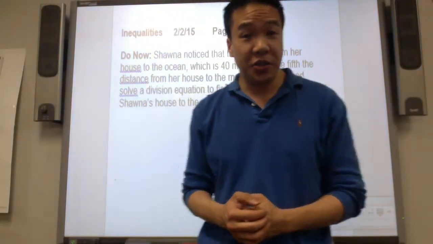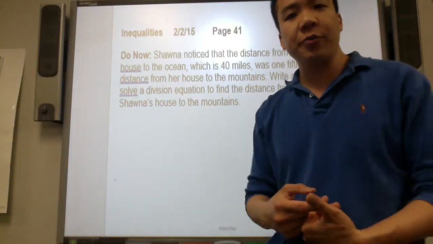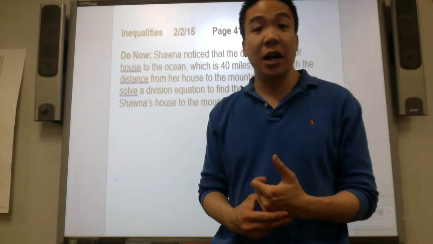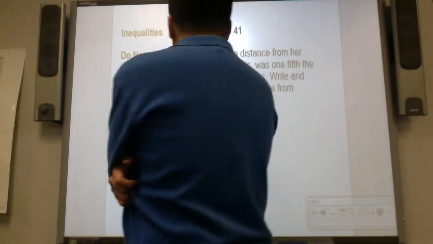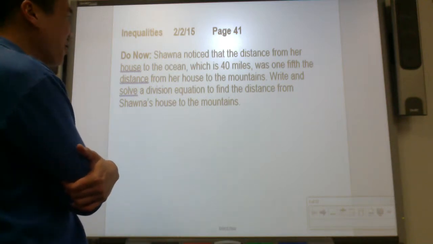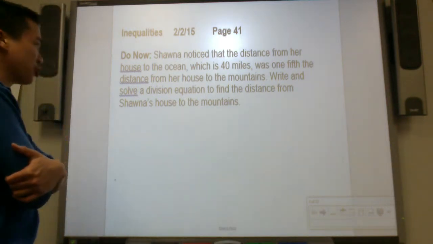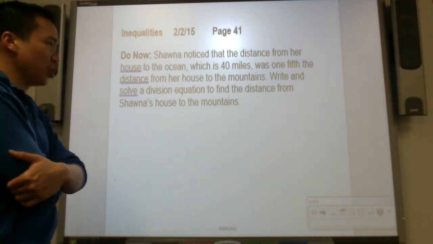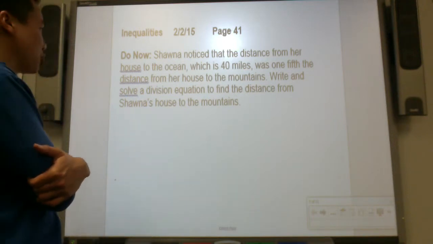Over inequalities. Before we do that, let's go over what we remember about multiplying and dividing equations. Shauna noticed that the distance from her house to the ocean is 40 miles. It is 1/5 the distance from her house to the mountain. Write and solve a division equation to find the distance from Shauna's house to the mountains.